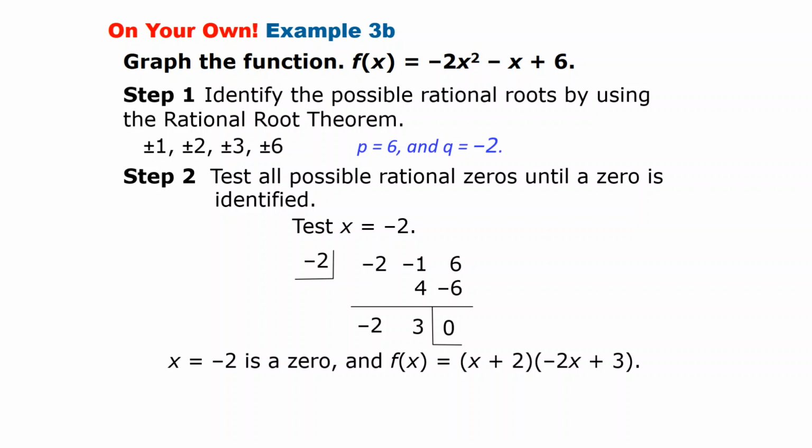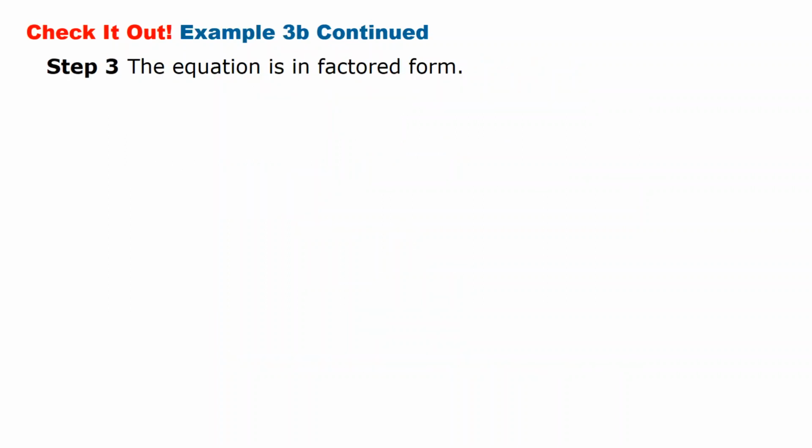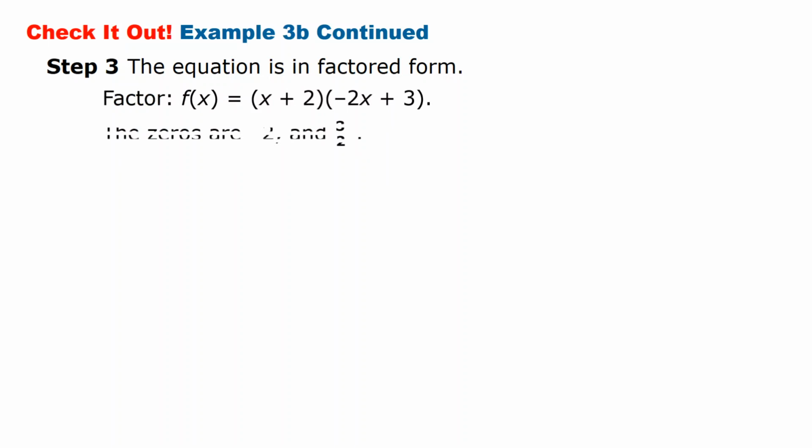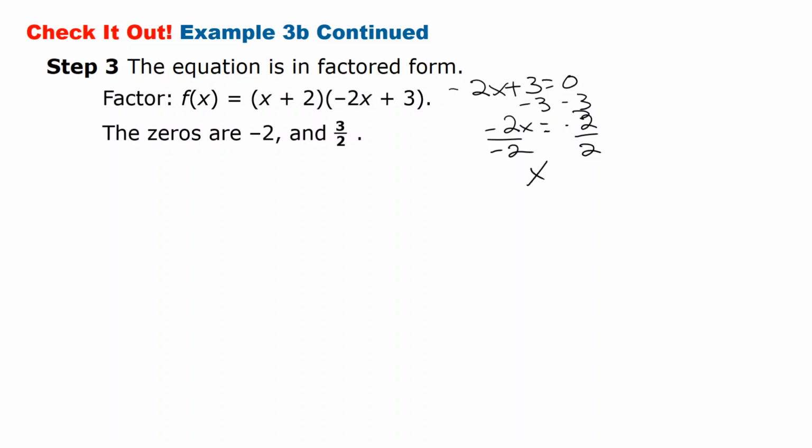All right, so the next thing we want to do is the equation is in factored form. Here it is. And our zeros are at -2 and -3 over 2. And how we got that one is we said 2x plus 3 equals 0. Subtract 3 from both sides. 2x equals -3, divided by 2. X equals -3 over 2. So just in case you wanted to see how that happened.